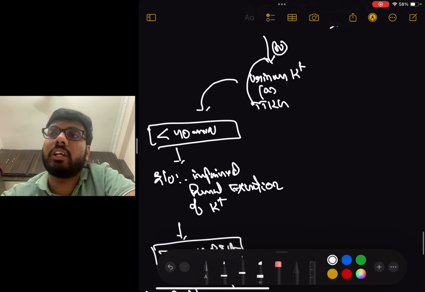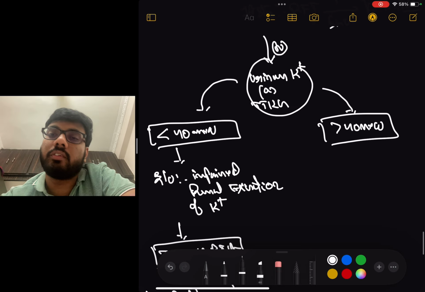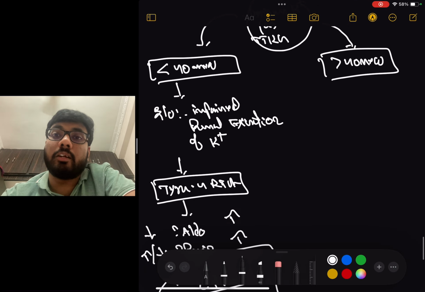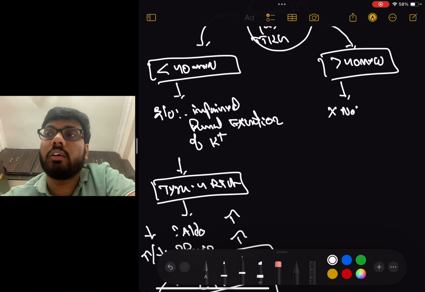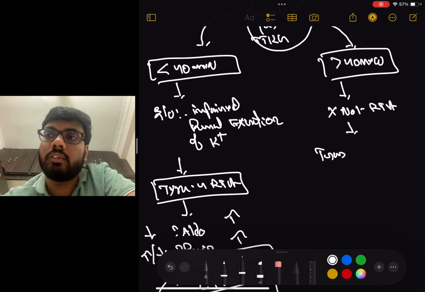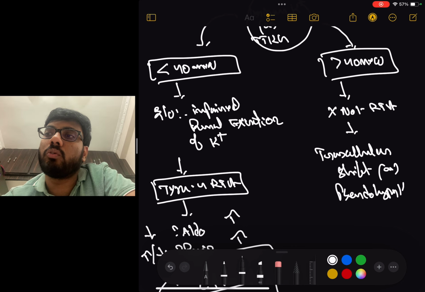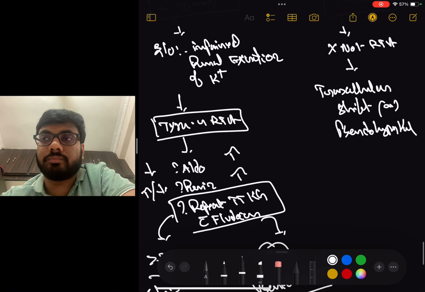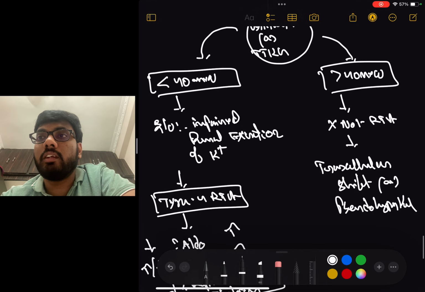Suppose urinary potassium was more than 40 milliequivalents. This is suggestive of what? That means renal excretion of the potassium is normal. It is not RTA. This is either a transcellular shift or pseudohyperkalemia. That's it. Okay, transcellular shift or pseudohyperkalemia if the urinary potassium is more than 40.